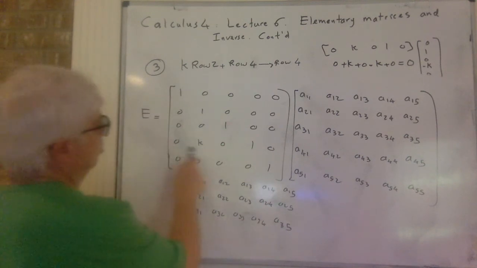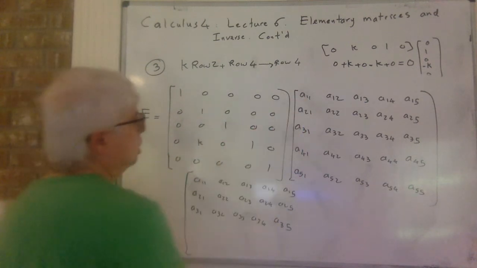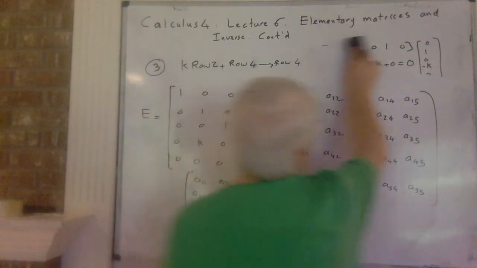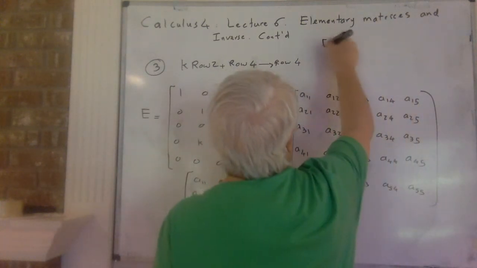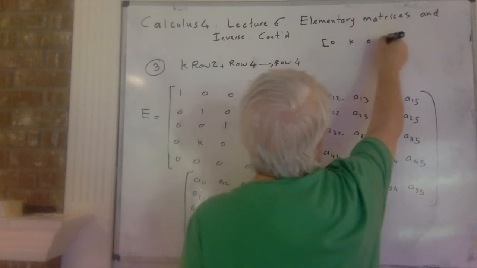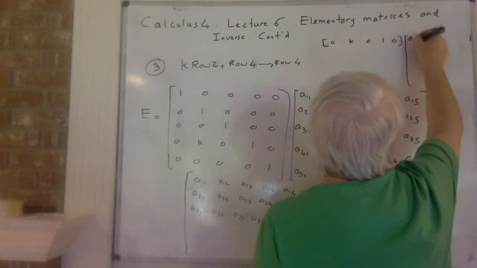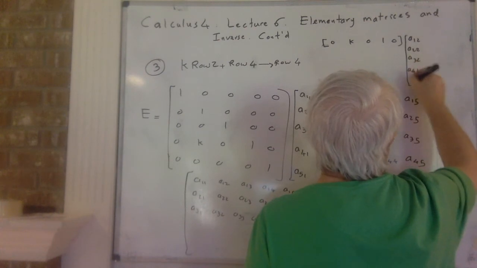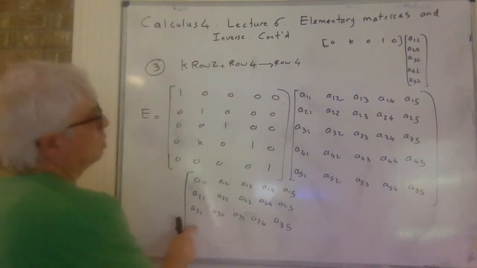Okay, now multiplying this by this, just look, 0 times this is 0. K times this is k a21. So let's write it here again, like the other one. So I'm multiplying this vector 0, k, 0, 1, 0 by this column a12, a22, a32, a42, a52.